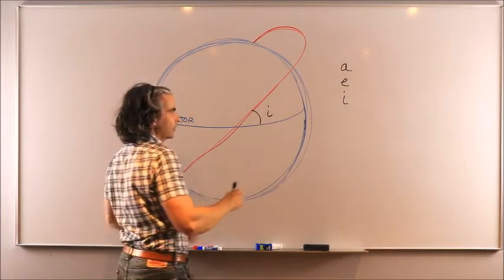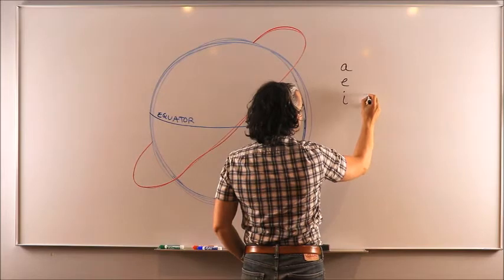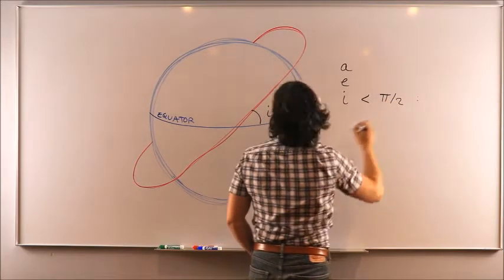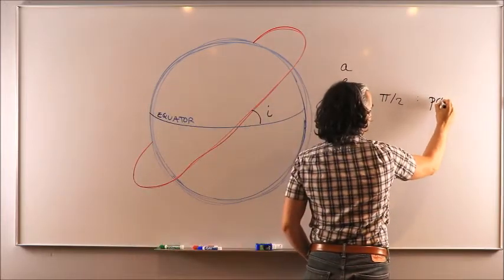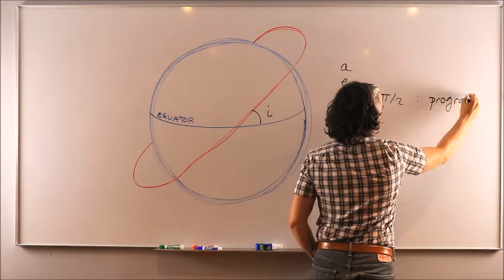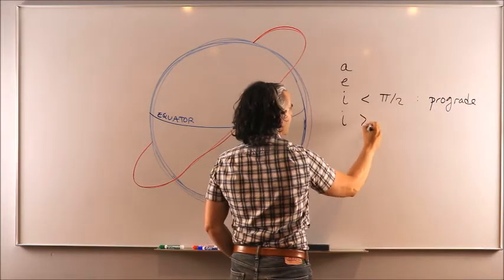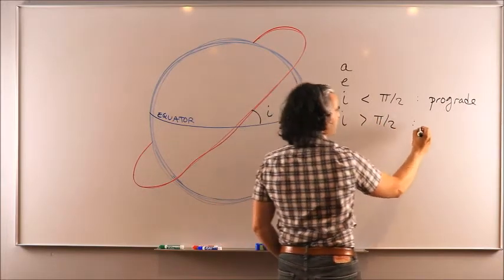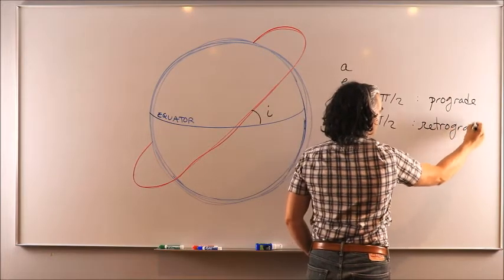As a side note, whenever I is less than pi over 2, we're going to call the orbit we get a prograde orbit. Whenever I is larger than pi over 2, we're going to get what's known as a retrograde orbit.